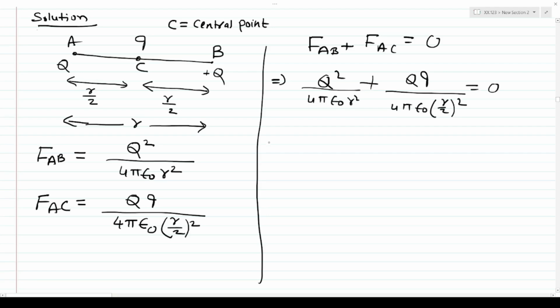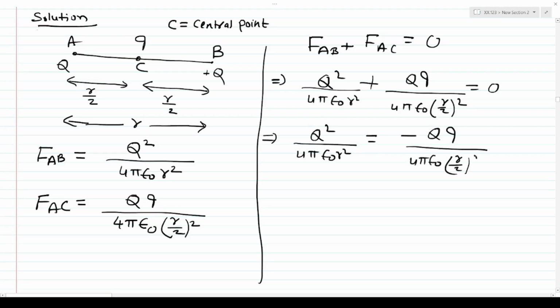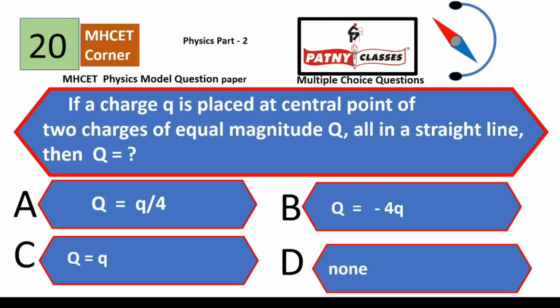whole square equals 0. This implies Q square upon 4 pi epsilon naught R square equals minus Q into q upon 4 pi epsilon naught R upon 2 whole square. On both sides the similar terms get cancelled, so we get q equals minus Q R square upon R square into 4. So R square gets cancelled, and we get q equals minus 4Q. Therefore option B is the correct option. Therefore we lock option B.